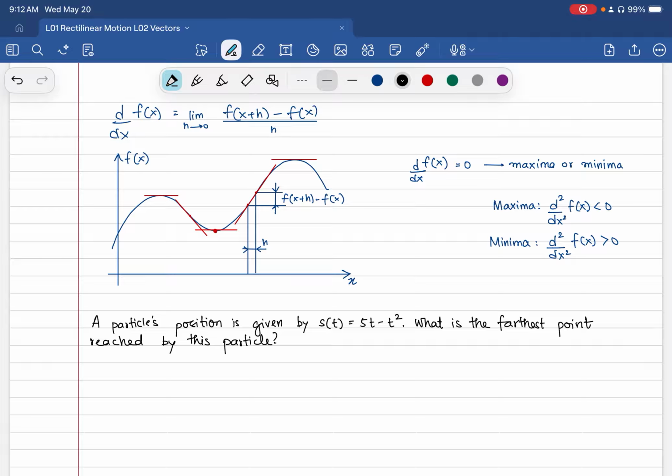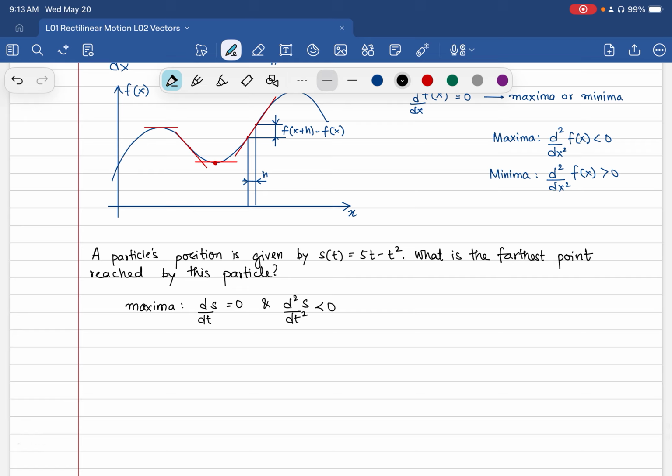Okay, so we're looking for the farthest point, which means we're looking for the maxima, which means we need to find first ds/dt equal to 0, and d²s/dt² must be, since it says farthest, which is like the most, the maxima, less than 0.